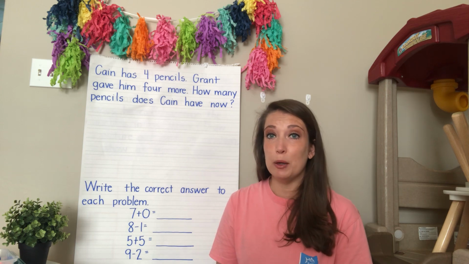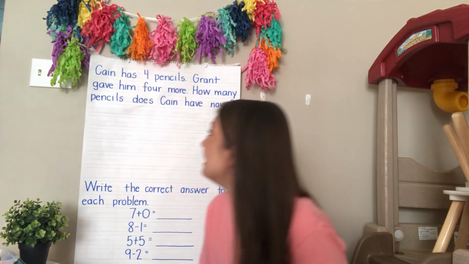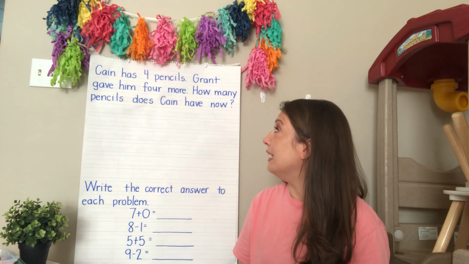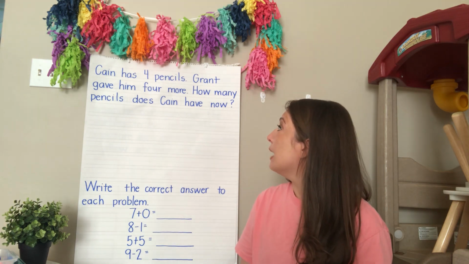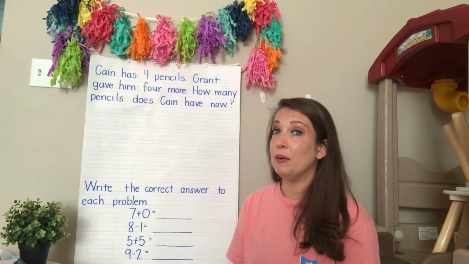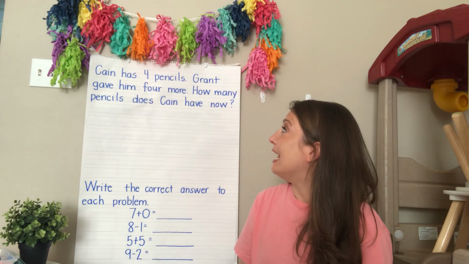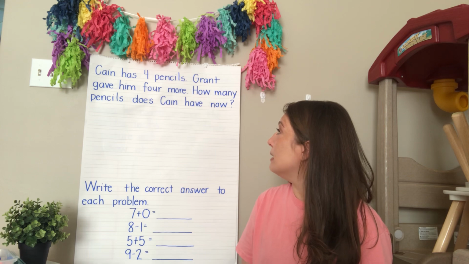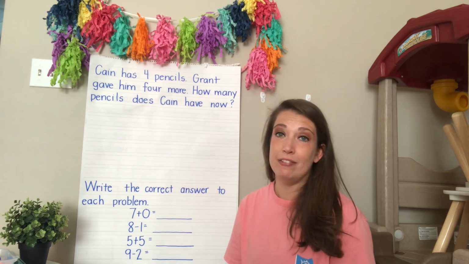We're going to do a word problem first. It says, Cain has 4 pencils. Grant gave him 4 more. How many pencils does Cain have now? I'm going to read that again. Cain has 4 pencils. Grant gave him 4 more. How many pencils does Cain have now?